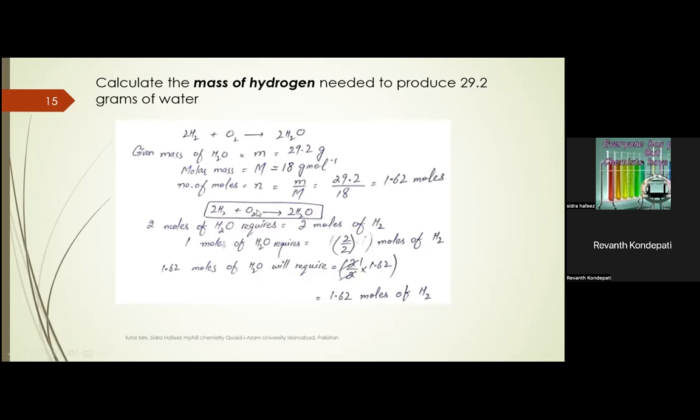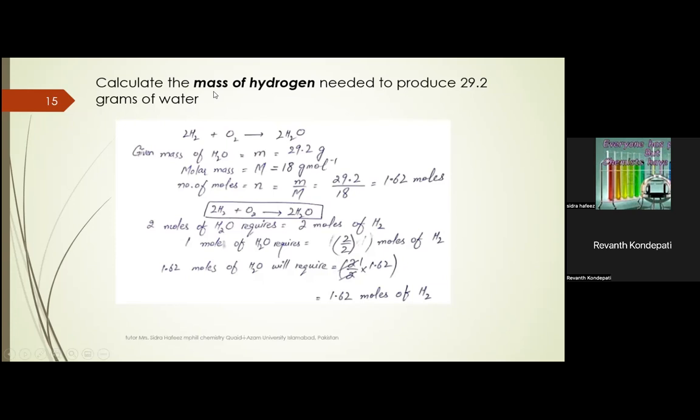Now from this equation, we are going to write the statements. 2 moles of water requires 2 moles of hydrogen. 1 mole of water will require only 1 mole of hydrogen. So 1.62 moles of water, your product, will require only 1.62 moles of hydrogen. Same ratio, 2:2 ratio.